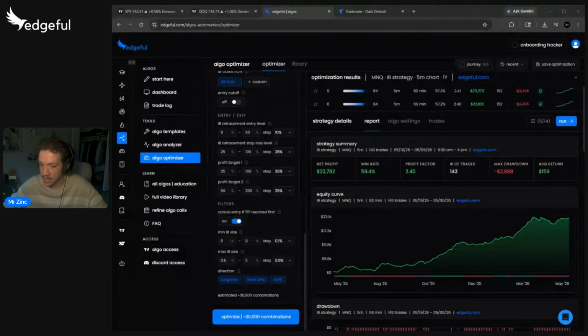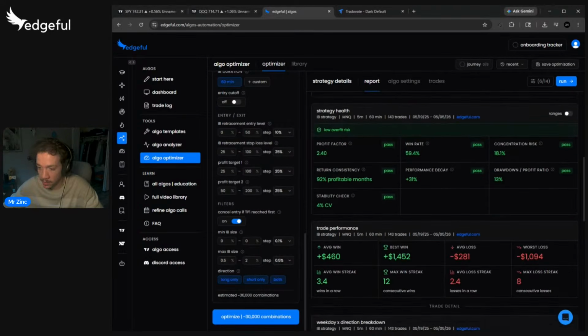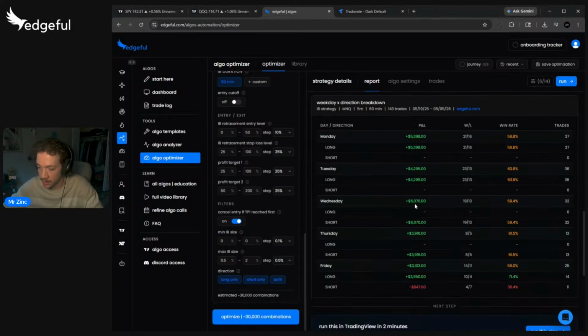Does everyone understand that? So for every dollar that I lose, I make $2.40. Better yet, we can go down into this table and it shows weekday, buy direction, breakout, either a breakdown or break up. We have a 56% win rate over the past year on Mondays if we go long.